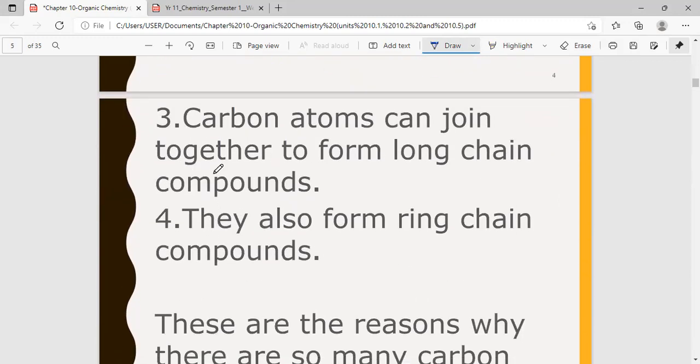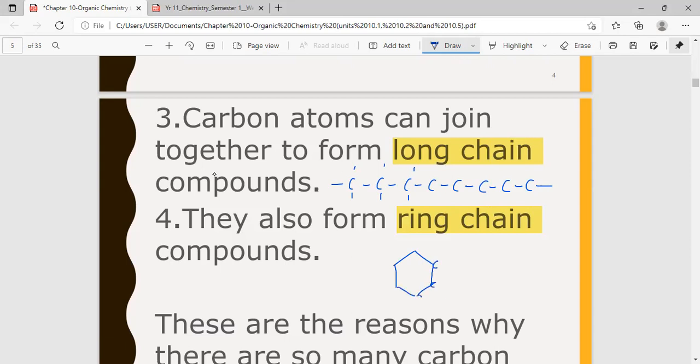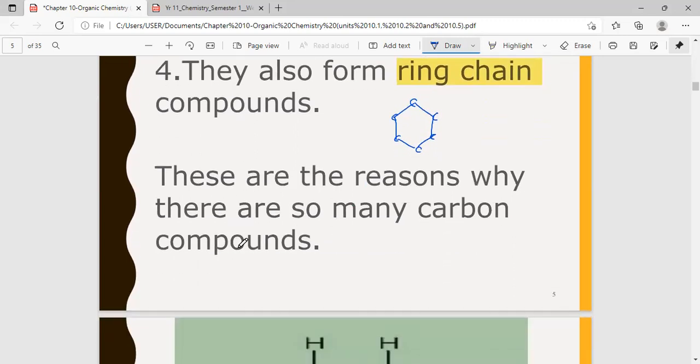Besides that, carbon can also form long chain compounds, and carbon can also form ring chain compounds. Many carbon atoms can join together to form a long chain compound. These will be attached to other carbon or other atoms. Carbon can also form ring structures like this. Here these will be the carbon atoms attached to other atoms. Because of this ability of forming single bonds, double bonds, and triple bonds, and because carbon can form long chain compounds and ring chain compounds, there are so many carbon compounds. It can form compounds in many different ways.